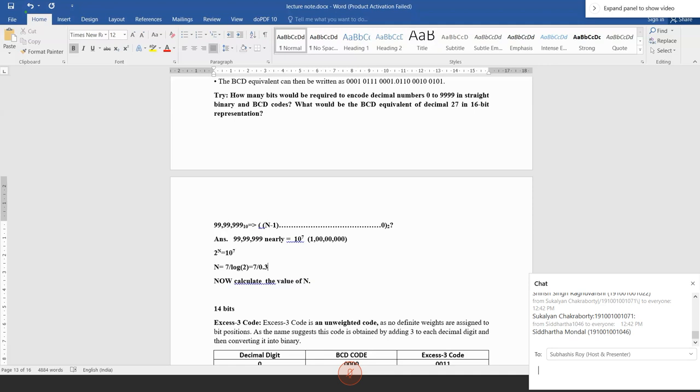Everyone is busy giving attendance. I am asking what is the value of log 2.